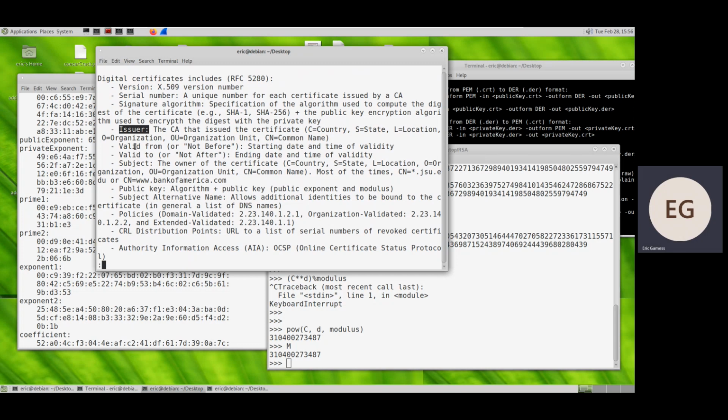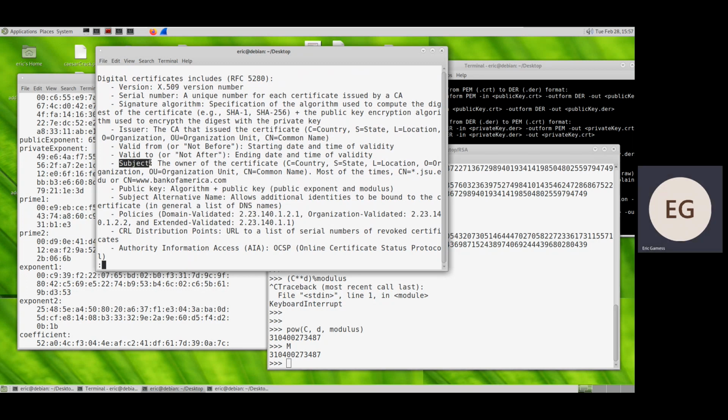Then the certificate has a validity period. We'll have a valid from, when we can start using the certificate. It will have a date and a time, and a valid to. So the certificate will be valid from this date and time to this date and time. The valid to is also a date and time in the future.